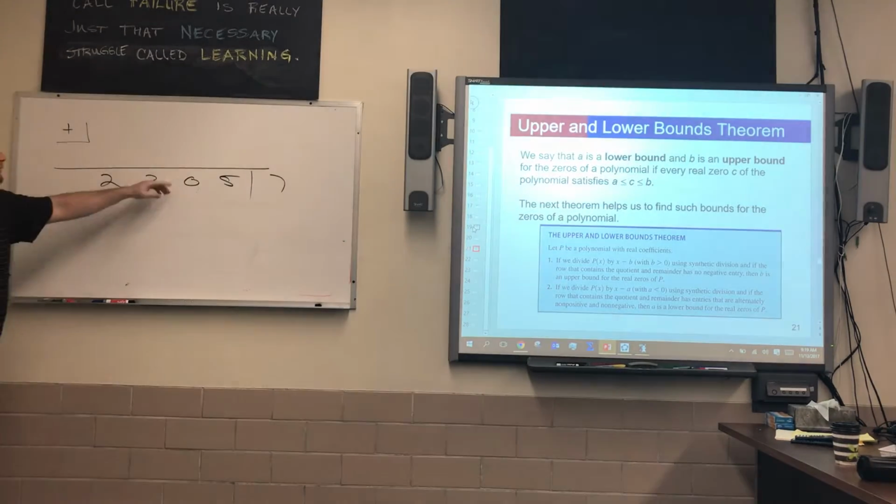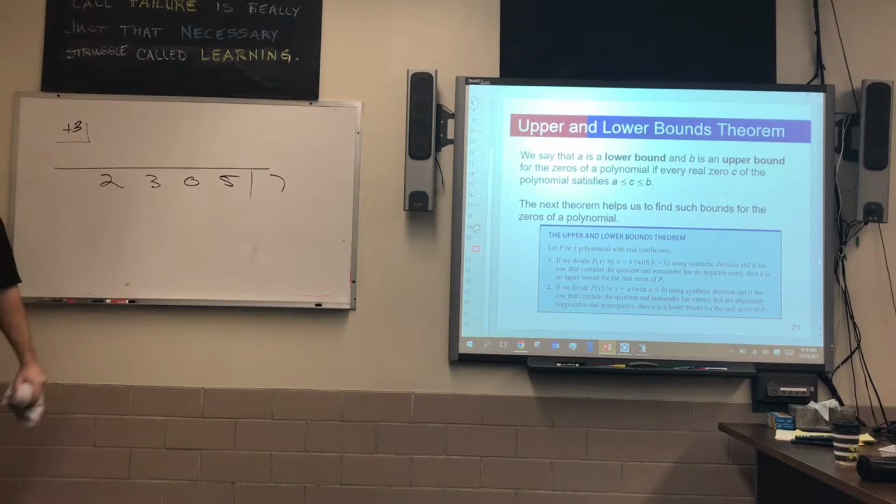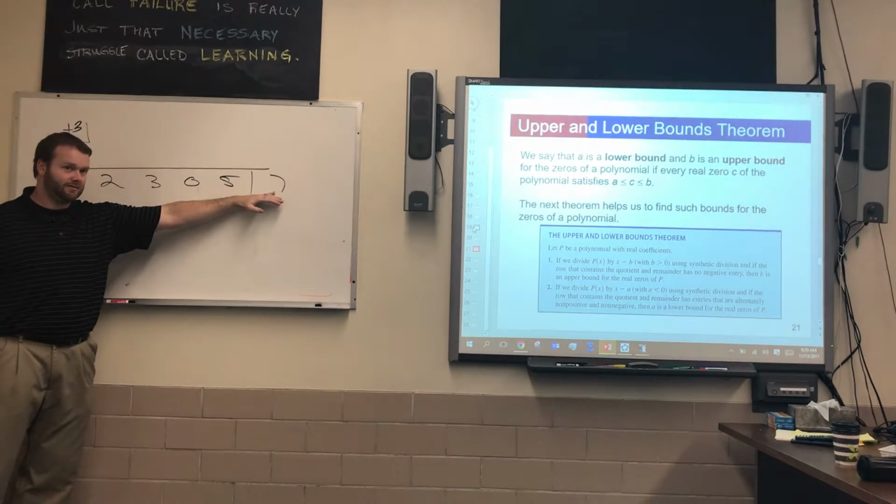But if this is the case, what this tells me is whatever this number was, maybe this number was 3, that tells me now that there are no zeros that are beyond 3. There are no real zeros, rational zeros, that occur to the right of 3 because of all of these values here being positive. Does that make sense?